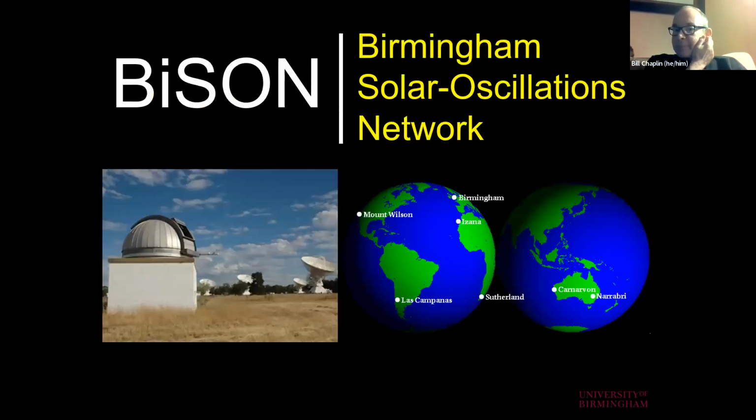So let me begin with BiSON. BiSON is an acronym. Of course, as astronomers, we love acronyms, and this is an acronym that we've had in place since the 1990s. But actually, this network has been collecting data going all the way back to the 80s, as a network. And we have data from individual telescopes that take us back into the 1970s. So we've got a really long and pretty unique set of data here.